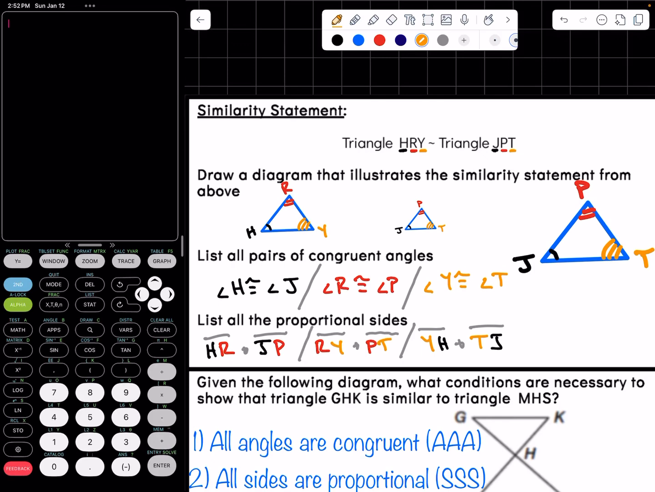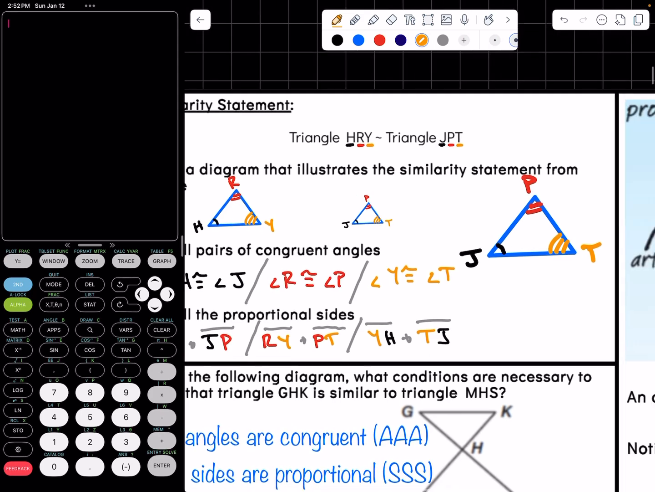Sorry for my color blindness. R and Y go with P and T, and then Y and H go with T and J. And we've coordinated those colors so that you can see the relationship there. So it's a good slide to come back to if you need to represent some of that stuff.